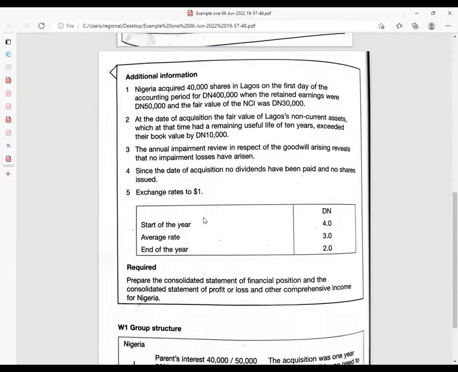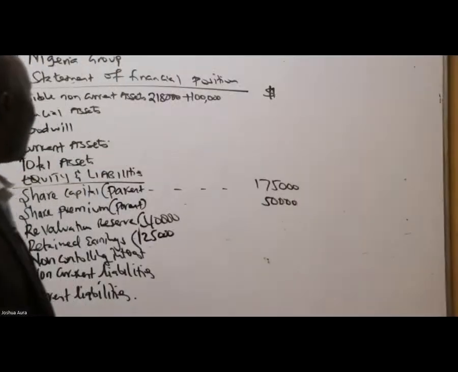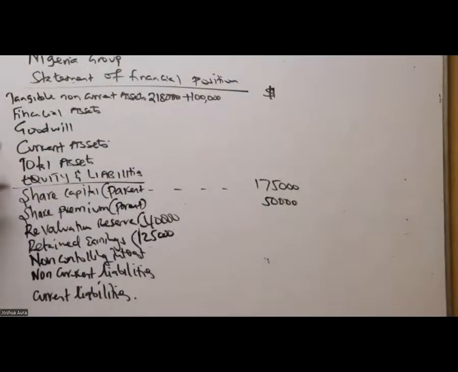From note number 5, should I use the start of the year rate, the average rate, or the end of the year rate? Someone talk to me. Which rate should I use? The closing rate. Always for the balance sheet, assets and liabilities, you shall use what we call the closing rate to translate.